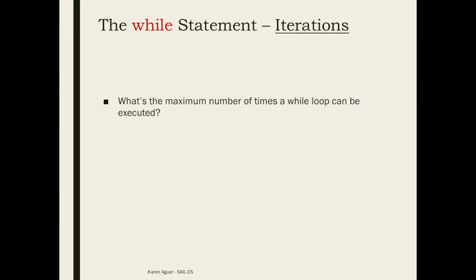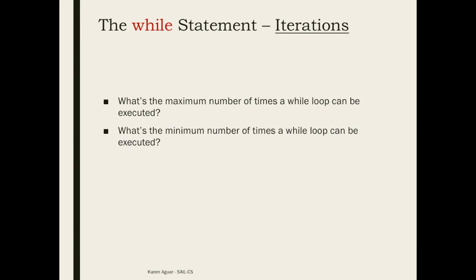So what's the maximum number of times a while loop can be executed? Well, we saw in our program earlier that if you don't design your while loop correctly, then you can be left in an infinite loop. So the while loop can execute an infinite number of times. What about the minimum number of times a while loop can be executed? Can the while loop ever not be executed?